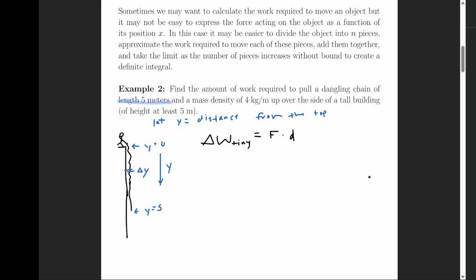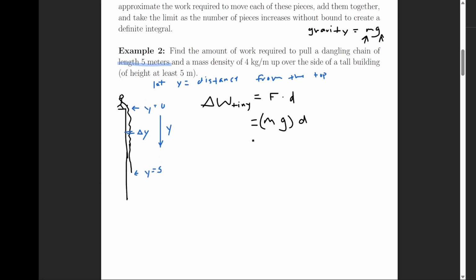In case we've never taken a physics class ever, gravity force equals mg, where m is the mass and g is the gravitational constant, which you don't need to know for this class, but it's usually 9.8. What you need to know is that g is a constant. So mg is our F, and then d. We gotta break it down even more.